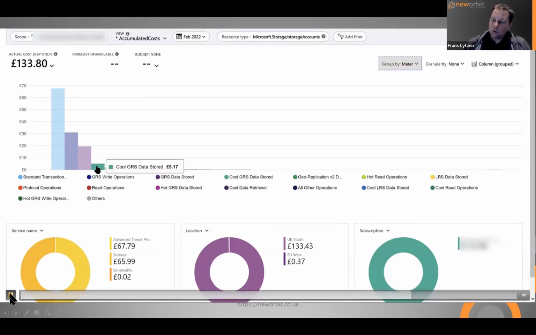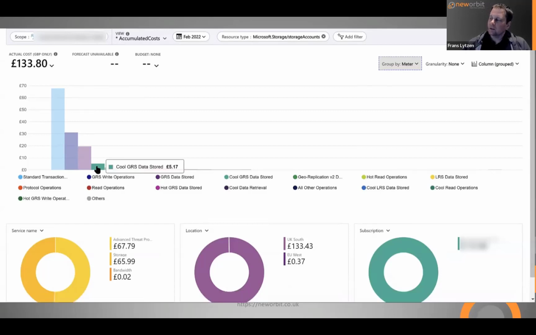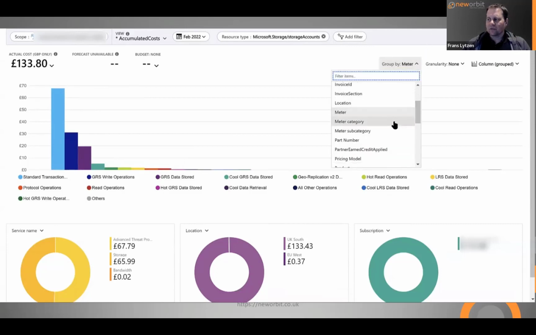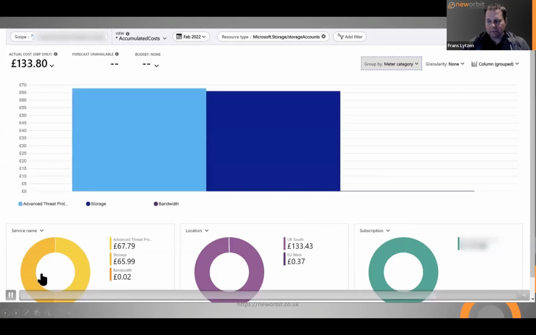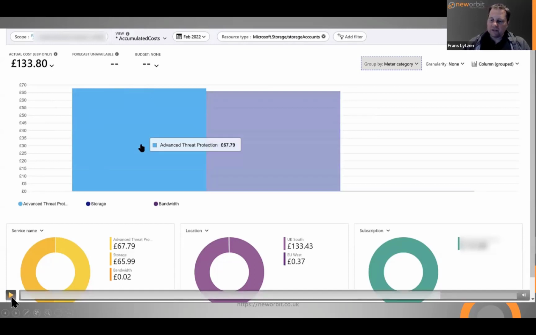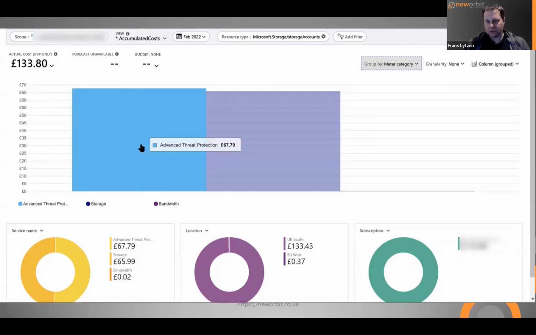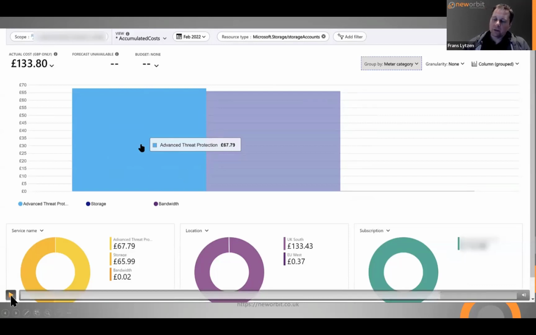So to find out more, we can try and group by the meter category instead, because there's a lot of different ones, and it's, as I said, entirely inconsistent for different resource types what they mean. But what you'll see is that's really interesting. Actually, the majority of the cost is from the advanced threat protection, which is one of the security tools they've switched on. In fact, they're paying more for the security tool than they are for storage itself. So again, that's interesting. It's probably good they're doing it, but it's interesting.